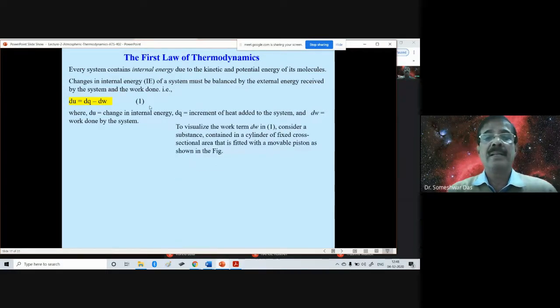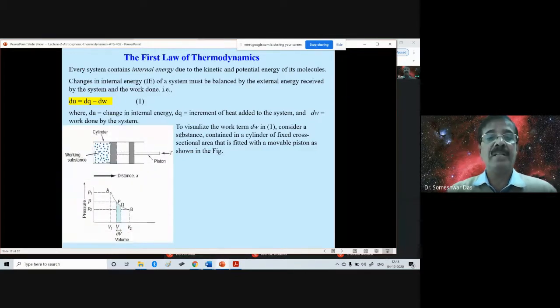All right. So to visualize the work term dW in this equation, let's consider a substance. Let's say we've got a cylinder, and inside that we've got some substance, some fluid, let us say, which is contained in the cylinder, which has a fixed cross-sectional area, that is fitted with a movable piston. So this is a piston, this is a fluid, and this cylinder has a fixed cross-sectional area, as shown in this figure.